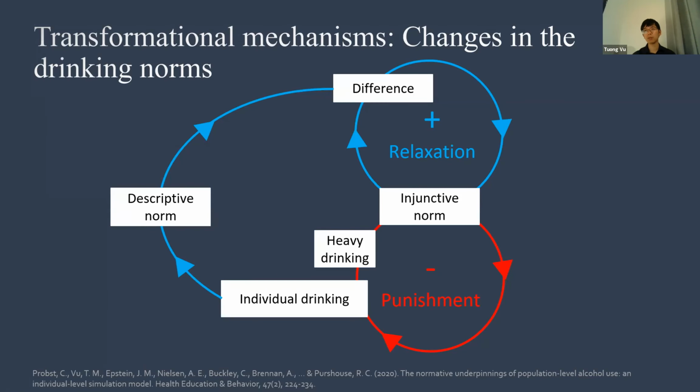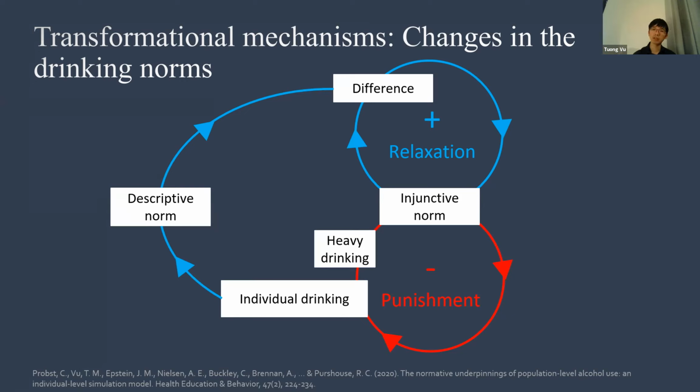In the norm theory, if you look at the macro level, there are two norm transformation mechanisms I want to discuss here. First is relaxation, which is in blue. People's drinking behavior will change the norm over time. Basically, it relaxes the norm. For example, over time it becomes more acceptable for females to drink. That is the relaxation of the norm.